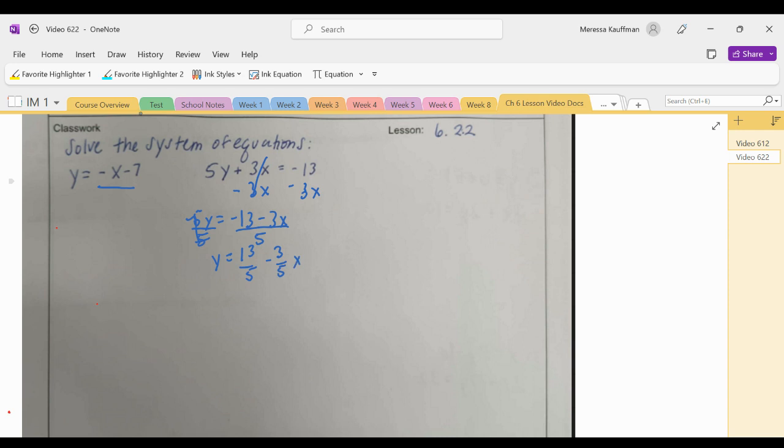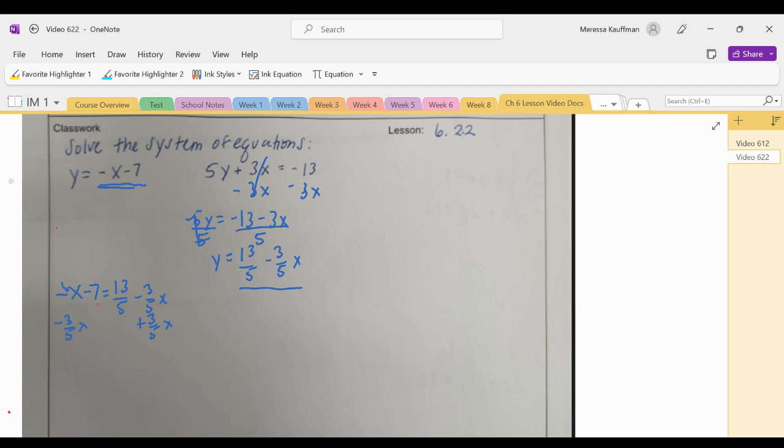Well, look at that. Now I have y equals here and y equals here. I can set them equal to each other. So let's do that. Negative x minus 7 is equal to 13 over 5 minus 3 over 5x. Oh, look at those fractions. Don't be afraid. Let's keep going. So I'm going to add the x's to both sides. I'm going to add 3 over 5x to both sides.